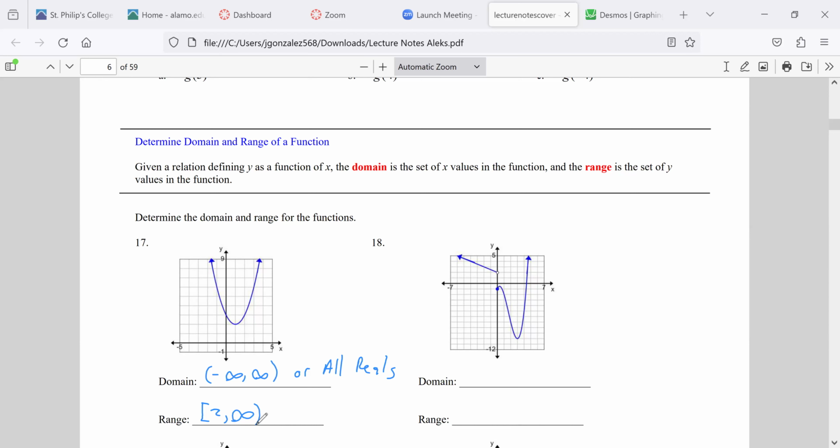If I was only looking at that arrow, this part, see how there's a hole there? So I would not start on there, I would start right after. But whatever, that's what I mean by don't put a bracket unless you're starting on it. Anyway, look at 18.